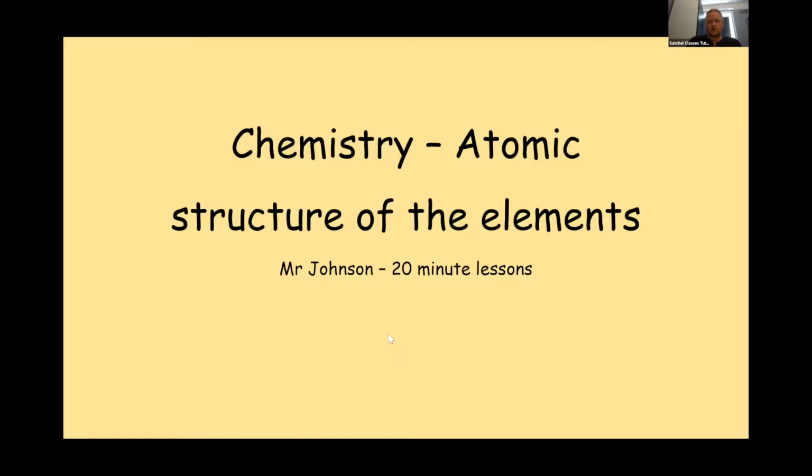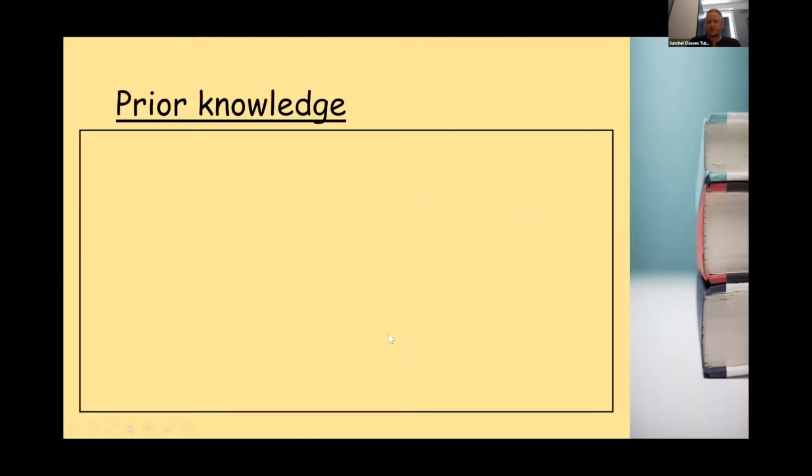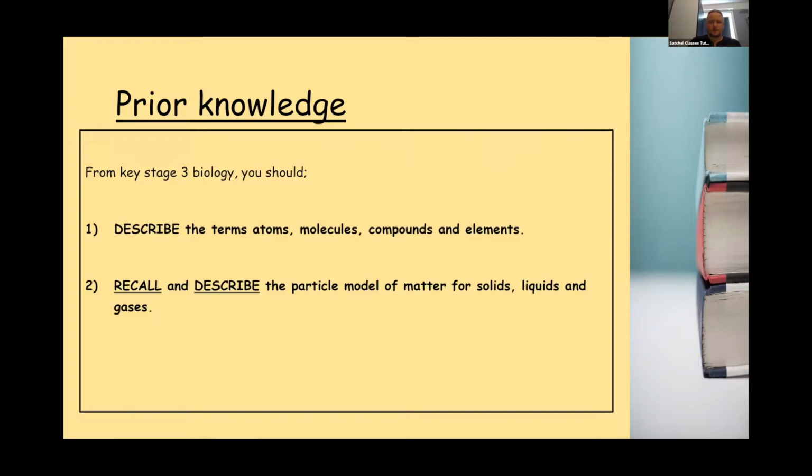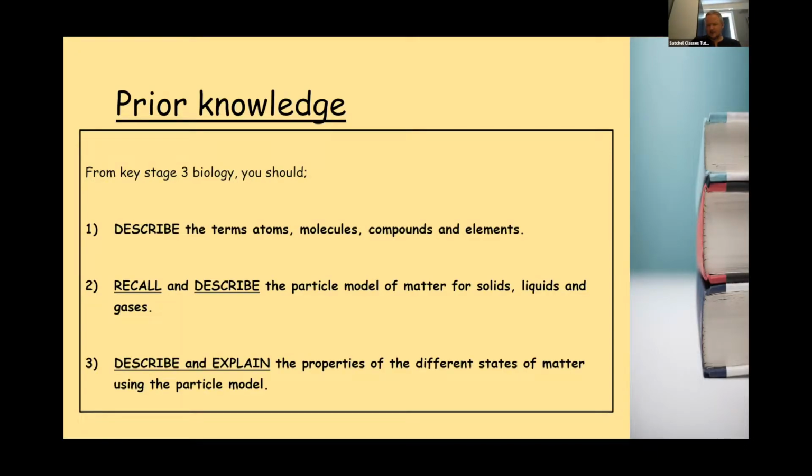So, prior knowledge, what you should know from Key Stage 3 chemistry, that's years 7, 8 and 9. Describe the terms atoms, molecules, compounds and elements. Recall and describe the particle model of matter for solids, liquids and gases. And finally, you should be able to describe and explain, to an extent, the properties of the different states of matter using the particle model.